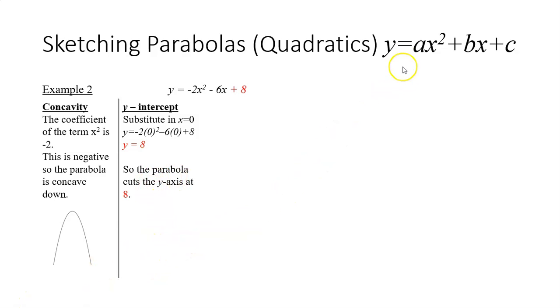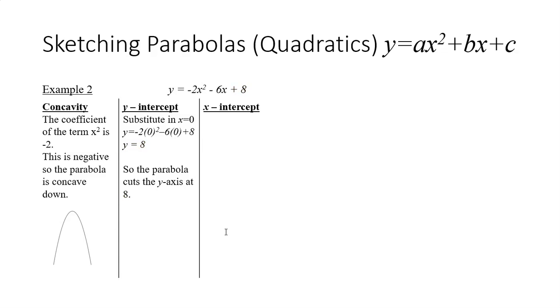So the good thing about when the equations are written as y equals ax squared plus bx plus c, this c value here tells you the y-intercept. But be careful, it has to be written in that form. So some of my previous videos, we had some things that were slightly different.